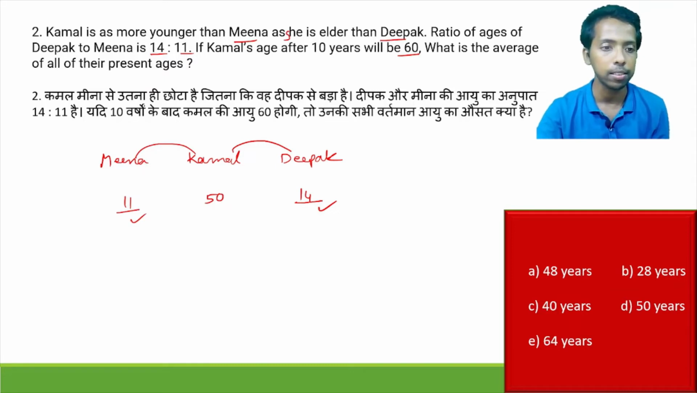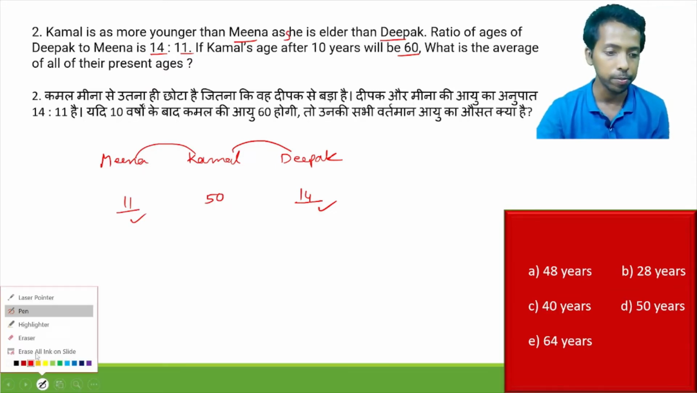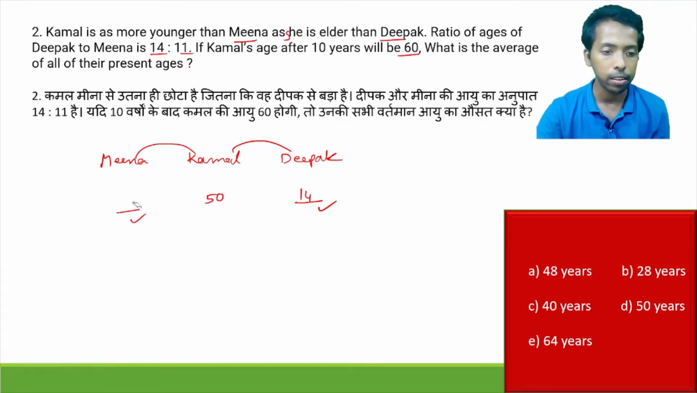Okay, this is some language problem. I think this is not Deepak and Meena. This should be right: Kamal is younger than Meena, right? So this is some language issue here. I am just fixing it. This is Meena's part, this is Deepak's part, and just fix it here.